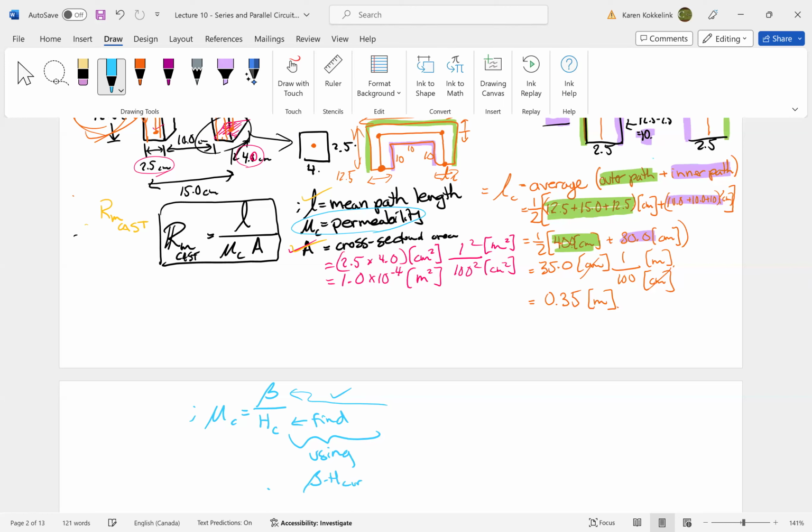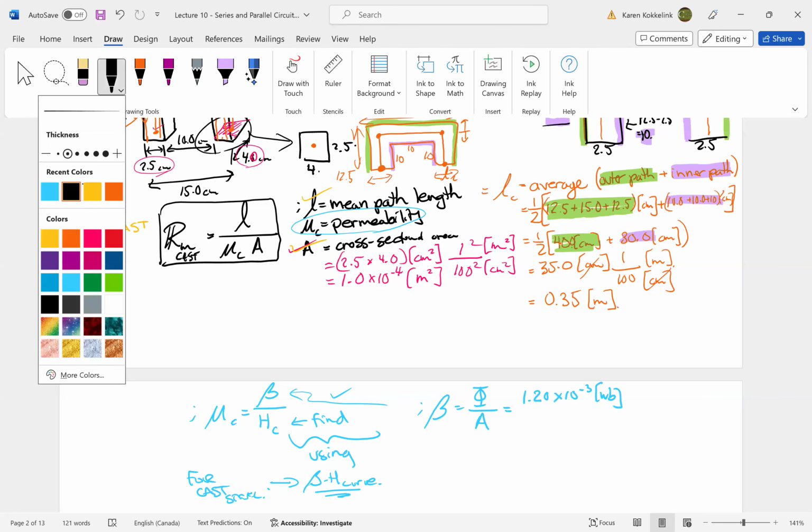All right, so then we better find beta. Well, beta is just the density. It's how many lines of flux are there for a cross-sectional area. Well, the question told us that there are 1.2 times 10 to the negative 3 Webers. And we better remember there that that was given.